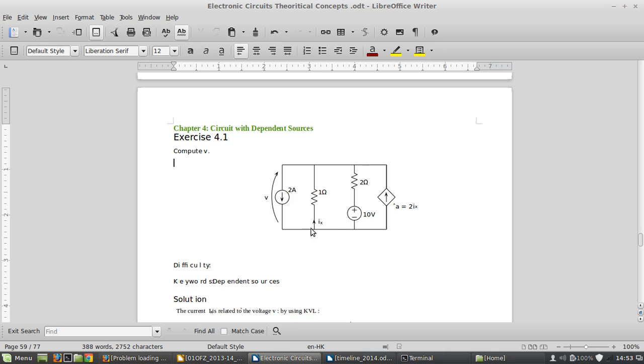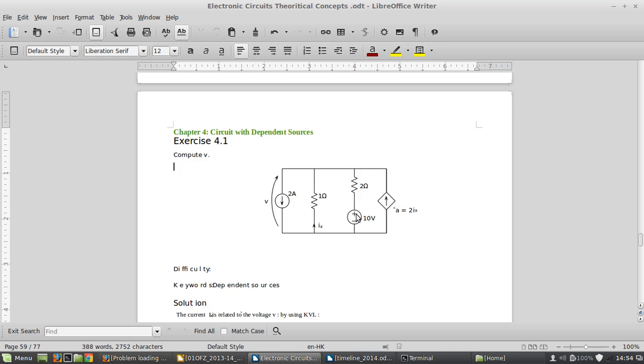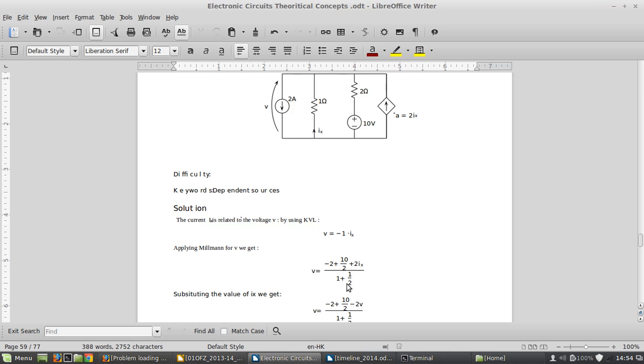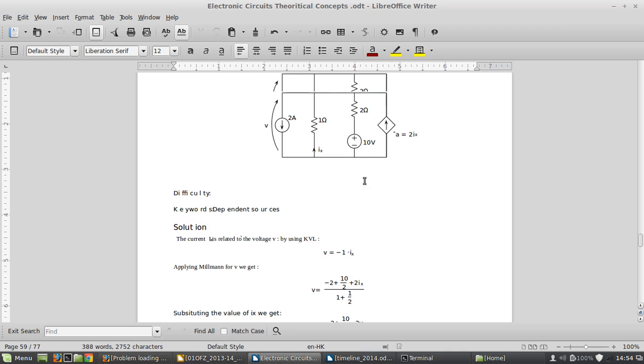And what happens? You will get some kind of result, but there is also another circuit variable, that is ix, because the voltage here will be this resistor multiplied by ix and times this one. So by using Millman in the exercise, I get the summation of all the currents: 10 by 2, the voltage divided by the resistor, and 2ix, that is the same dependent source.